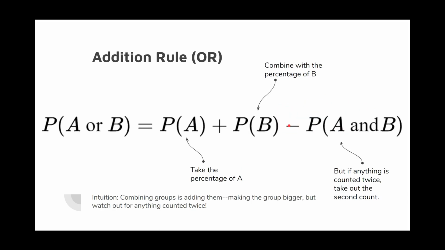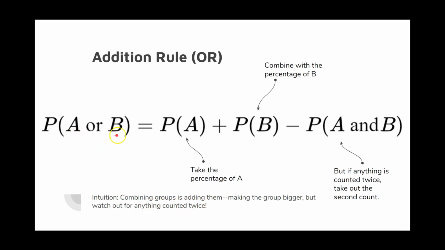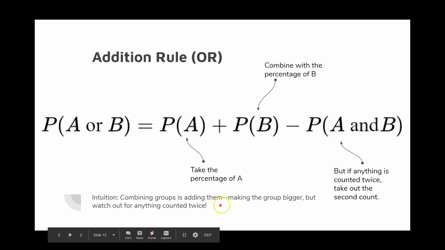The addition rule is we're combining groups. So when we're combining them together, we're just adding them up. That's our intuition for the addition rule. If I want 2 groups and I want to see if you're in one or the other, we can just add them together to make one big group. However, the thing that we have to watch out for is sometimes there are people in both groups and we need to subtract them out to avoid counting them twice.